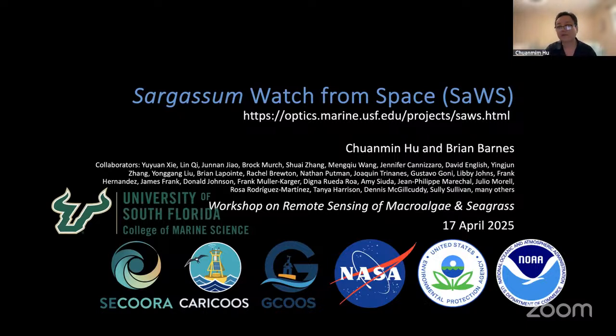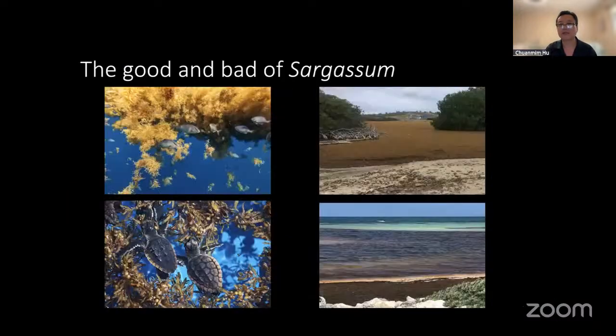So I notice most of you have talked about benthic macroalgae, seagrass, and intertidal macroalgae. This is different. This is the floating macroalgae. So sargassum is one type of floating macroalgae. On the good side, it is a critical habitat for many marine animals. But on the bad side, too much of a good thing on beaches and in coastal waters can be very bad, for environmental pollution and many other problems.